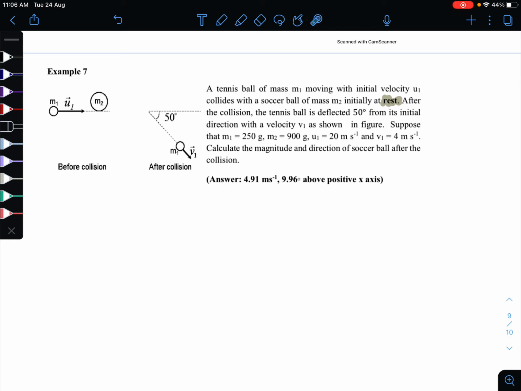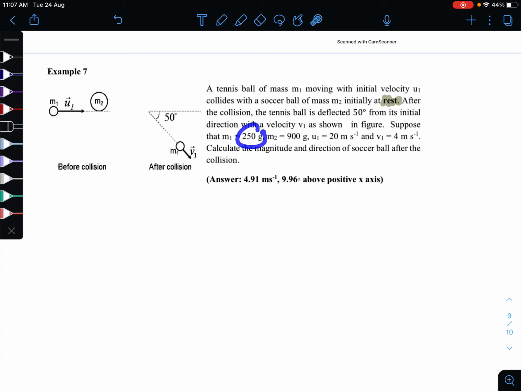So according to the diagram here, your M1 is moving along the x-axis to the right horizontally and it collides with the second ball M2, which is initially at rest. After the collision, the tennis ball is deflected 50 degrees from its initial direction with a velocity of v1, as shown in the figure. Alright, so this ball 1, after it collides with M2, is deflected downwards in this direction at 50 degrees below.